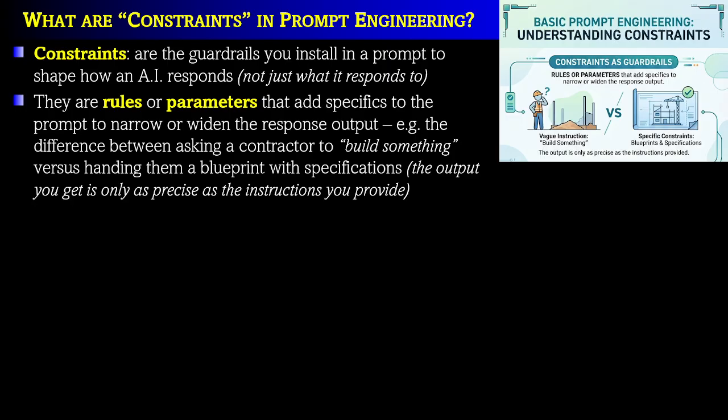Sometimes I say constraints are the flip side of context, which we looked at the last section. They're the rules or the parameters that add specifics to a prompt, or to narrow or widen the response output. For example, it's the difference between asking a contractor to just build something versus handing them a specific blueprint with specifications. The output gets to be only as precise as the instructions that you provide it.